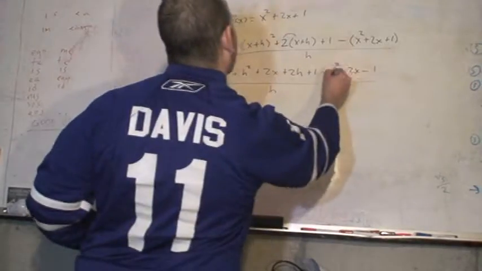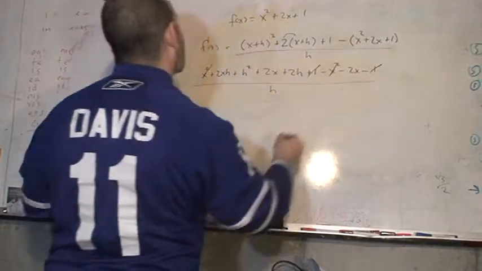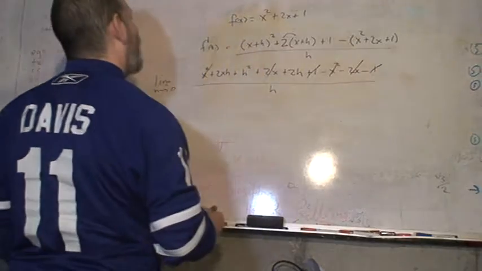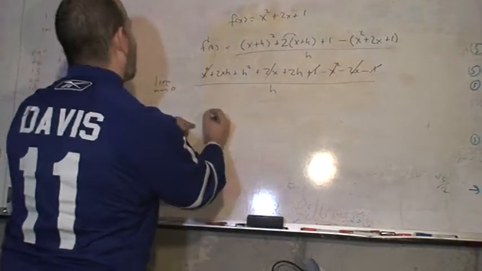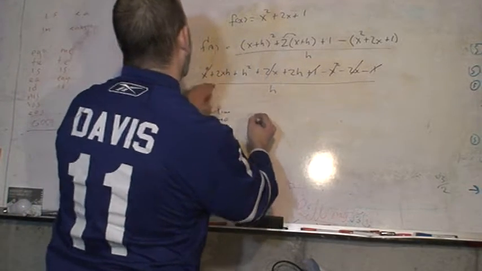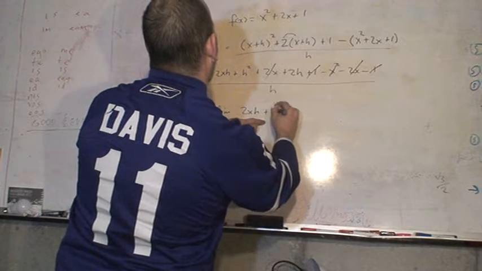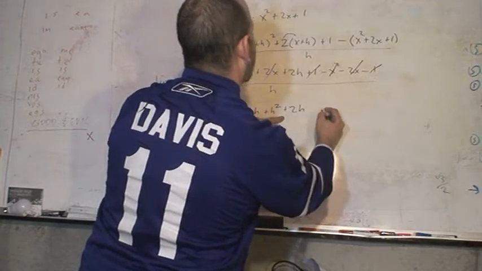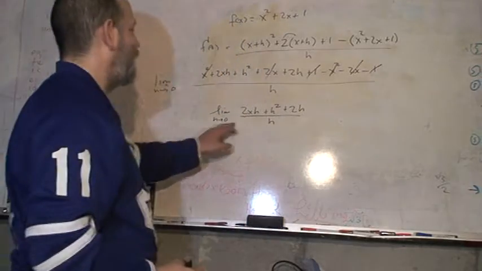Okay, so we have our x squared, that comes out. We got our plus 1, that's convenient, that's gone. We got our 2x right here, that's gone. Oh boy, what do we have here? Okay, let's simplify this now. We got the limit as h approaches 0 of 2xh plus h squared plus 2h all over h.